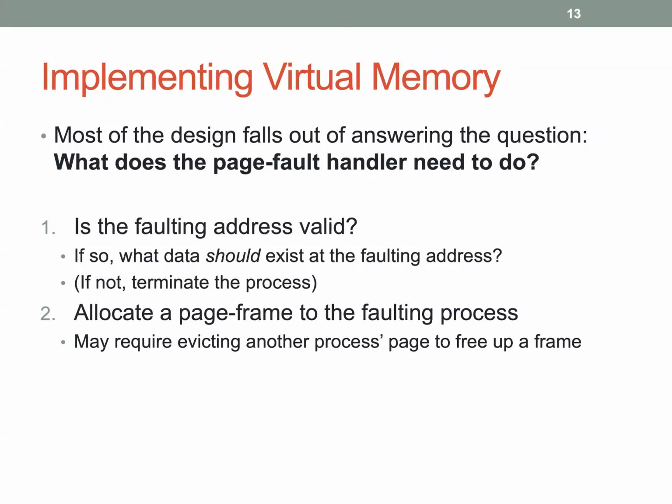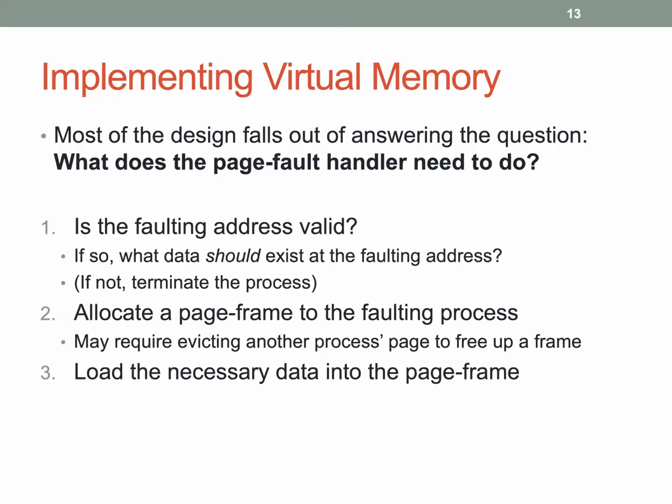So in these kinds of situations, you might be able to find a frame easily, but usually you'll have to find a frame that's not being used anymore and evict the page that's in the frame so that you can make the frame available for the process to use. So you load the necessary data into the page frame. And so where does the data come from? Well, see question 1, what data should exist at the faulting address?